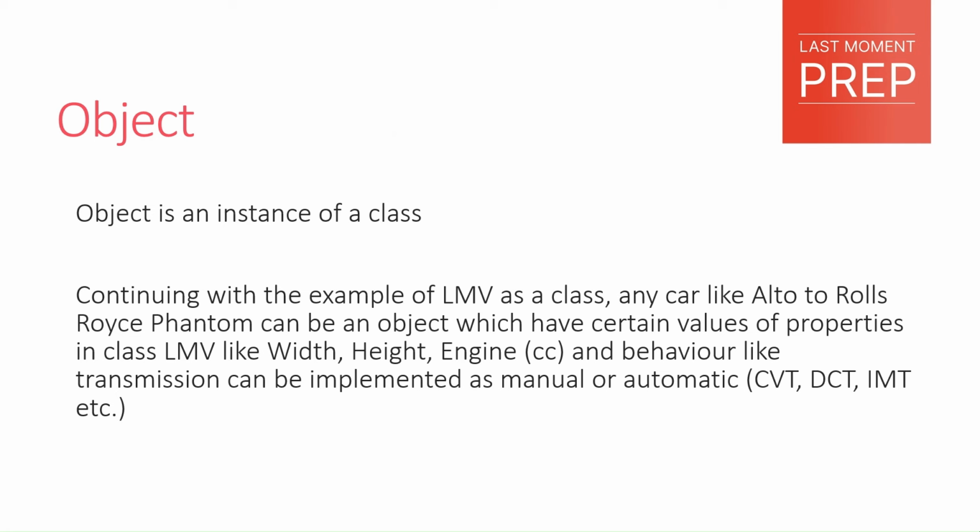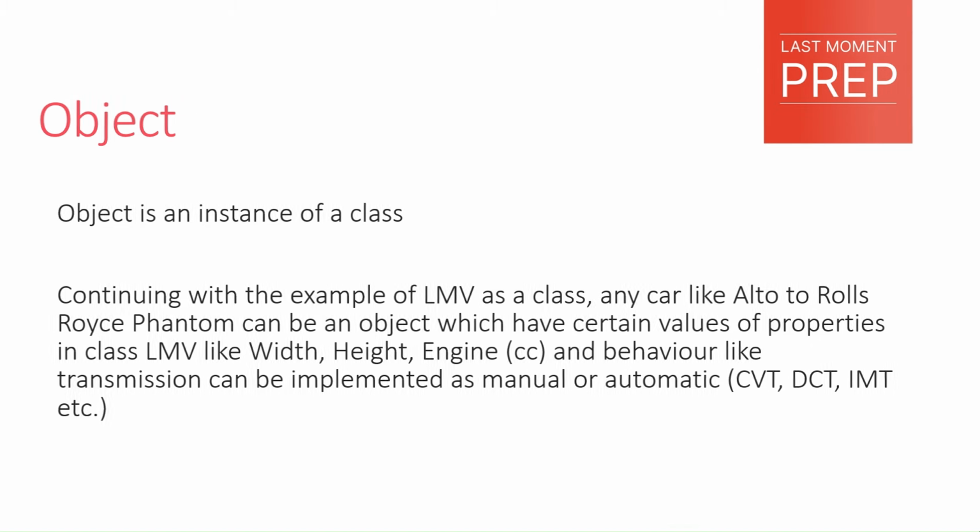We know that there could be multiple properties common to every car in the market, like width, height, and engine capacity. Then there could be some behavioral characteristics like transmission. It may be implemented as manual or automatic in the form of CVT, DCT, IMT, etc. But every car is going to have it. So it is sort of an object of the category LMV.